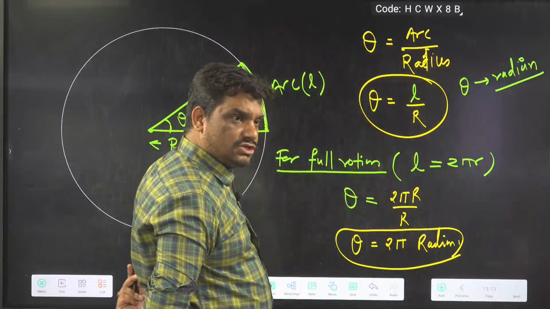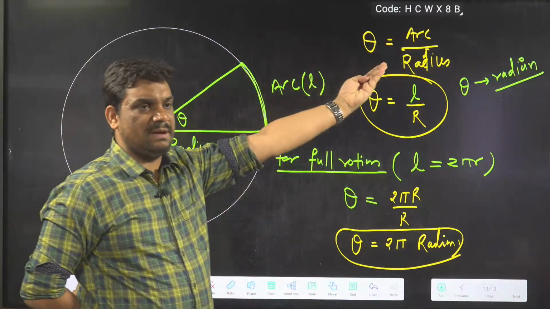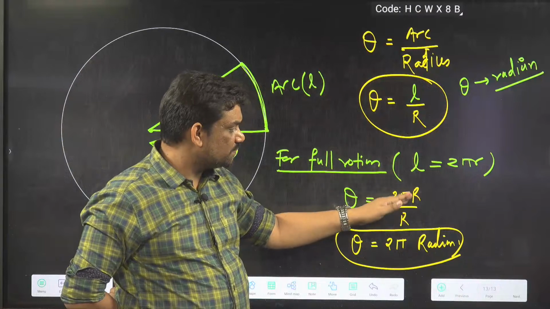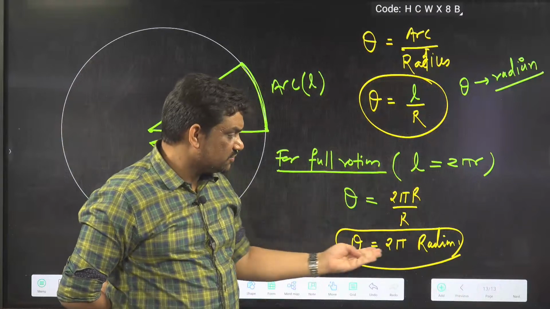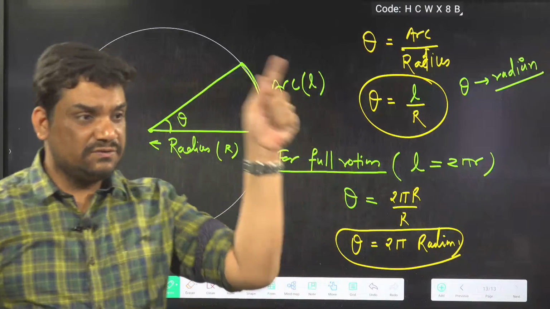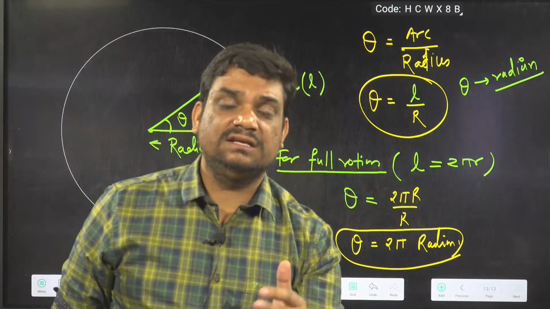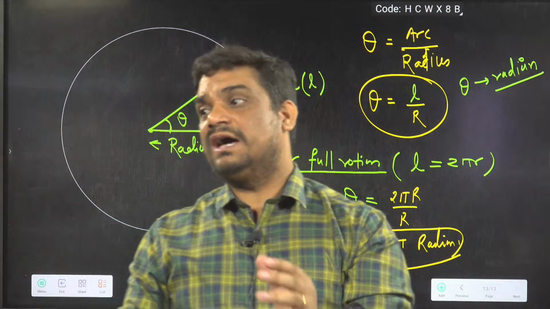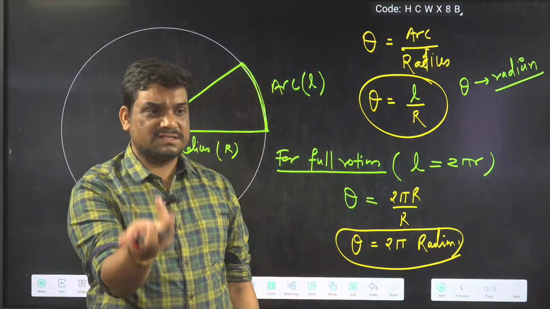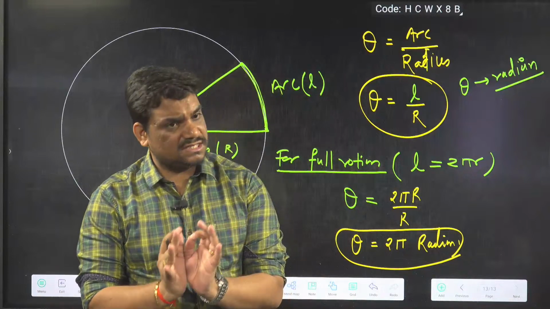In one full rotation, we know theta is 360 degree, but using this formula I'm trying to find what the theta will be in radian. So L will be 2 pi r, and 2 pi r by r cancel, so this becomes 2 pi radian. What you get here is that in one full rotation, either I can say theta is 2 pi radian, or I can say theta is 360 degree. Both are actually the same thing.